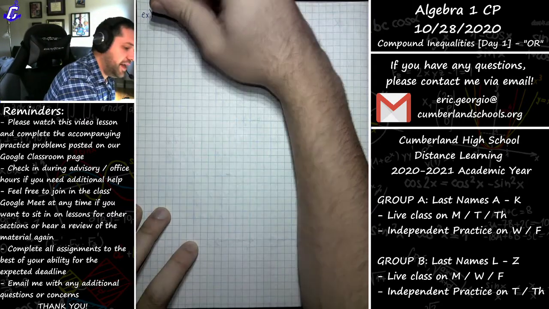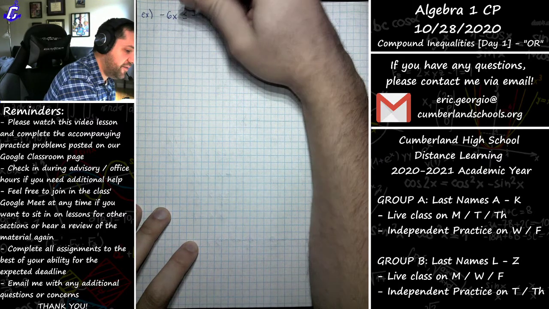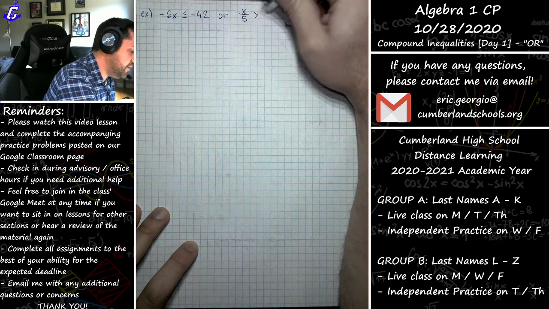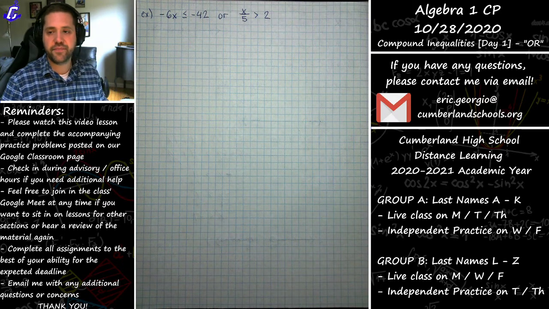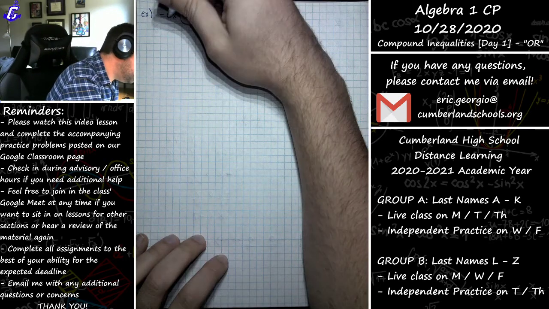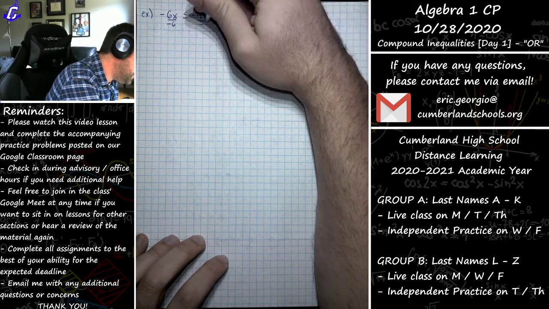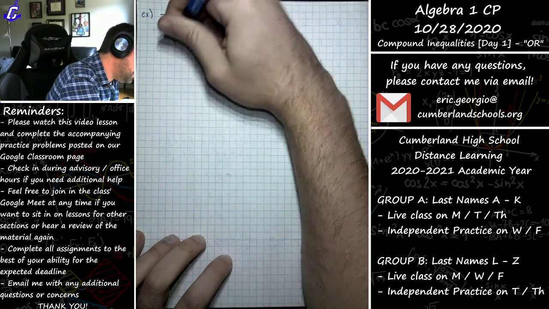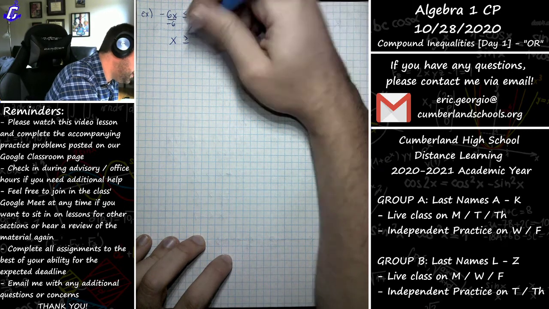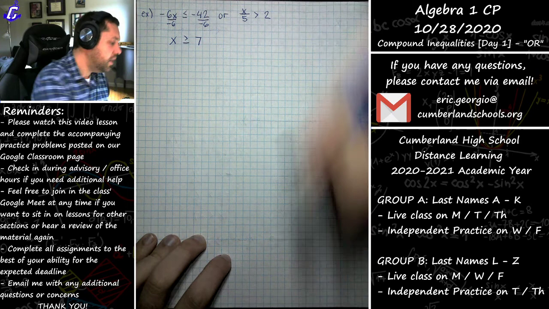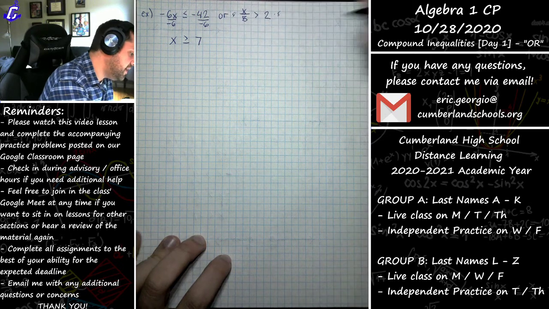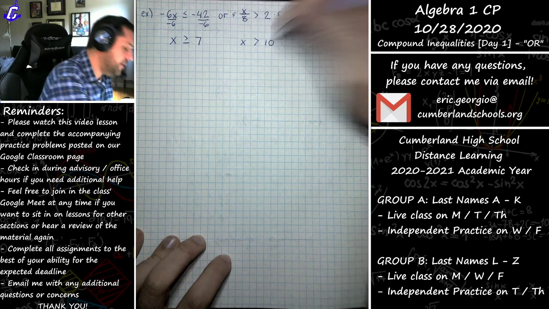If I had negative 6x is less than or equal to negative 42, or x divided by 5 is greater than 2. Okay, consider something like that. Well, in order to solve both of these, we're still going to solve them both. They're both one step. Divide both sides by negative 6. We do have to flip that inequality because we divided by a negative. I would get x is greater than or equal to negative 42 divided by negative 6, positive 7. Or on this side, I'd have to multiply both sides by 5 to undo this division by 5. And we get that x is greater than 10.